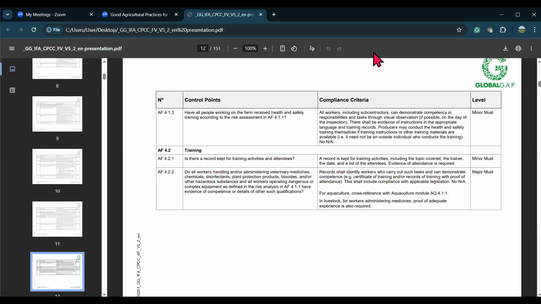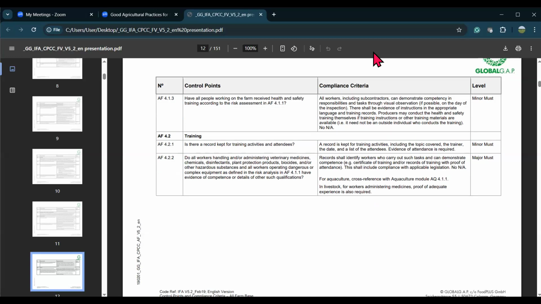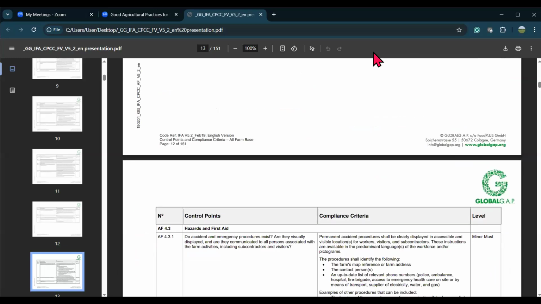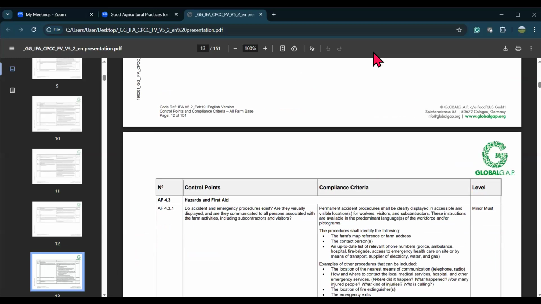These are some of the things that we just need to understand. I'm saying again that these are things that we do, it's just that we most likely don't keep the documents and the records. Then, like I said, this also goes back to the hazard and first aid equipment.